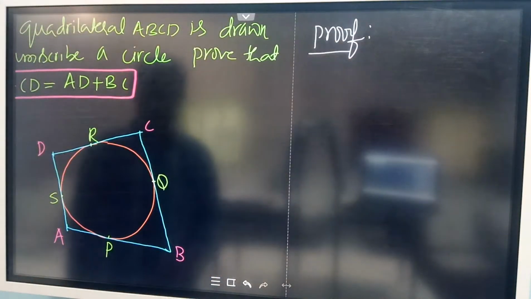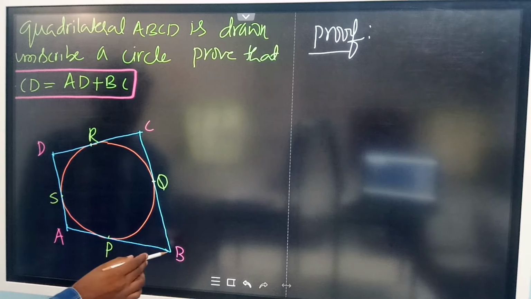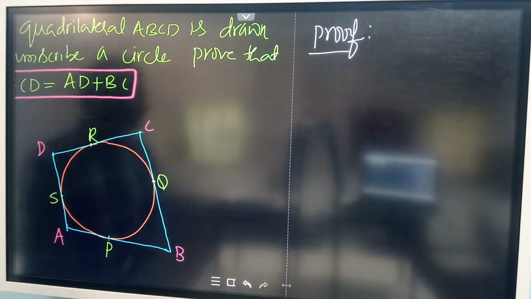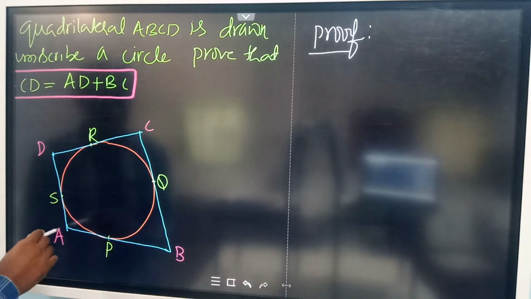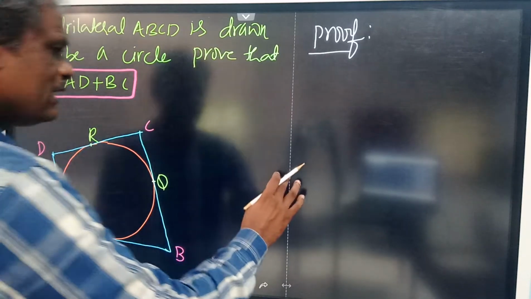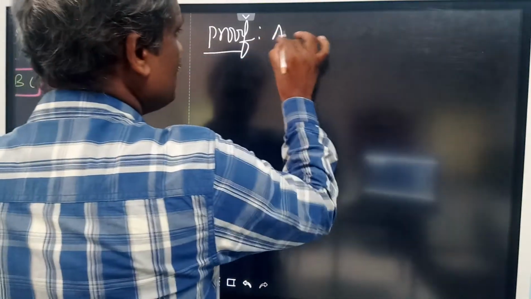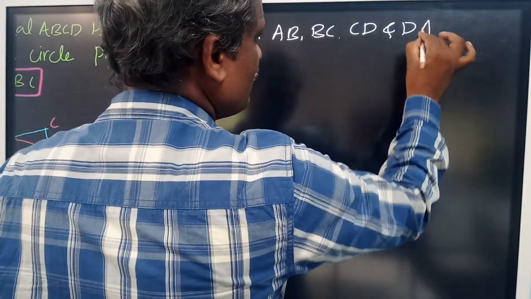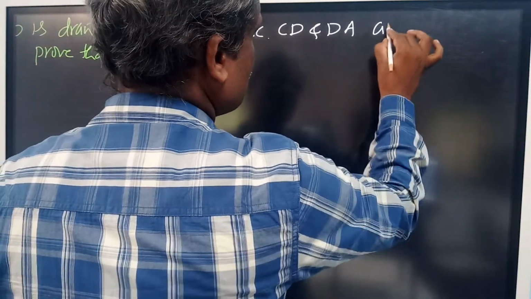Now look at this. You can start from A. A is an external point. AP and AS become the tangents, the lengths of the tangents. AP is a tangent. You can take AB is a tangent at P, AD is also a tangent. You can write AB, BC, CD and DA are all tangents.